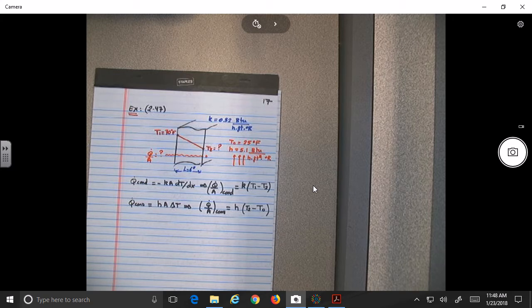Okay, so then the total heat transfer that's happening over here should be equal to what? Will the total heat be equal to the Q that's going through the wall plus the Q due to convection?